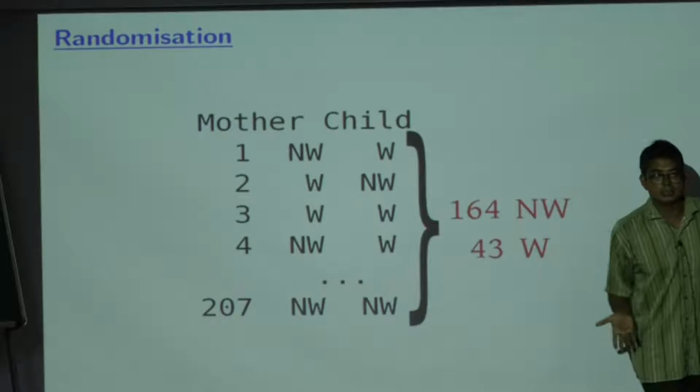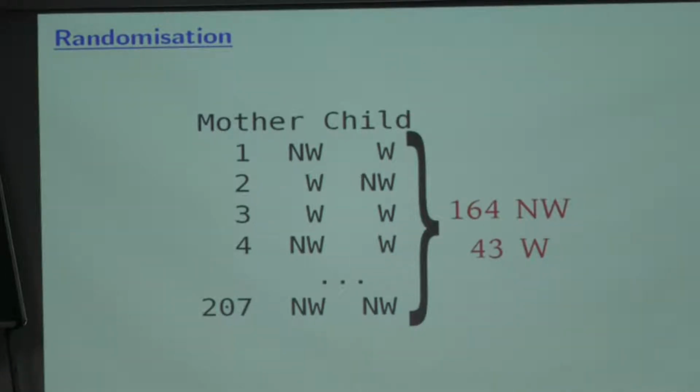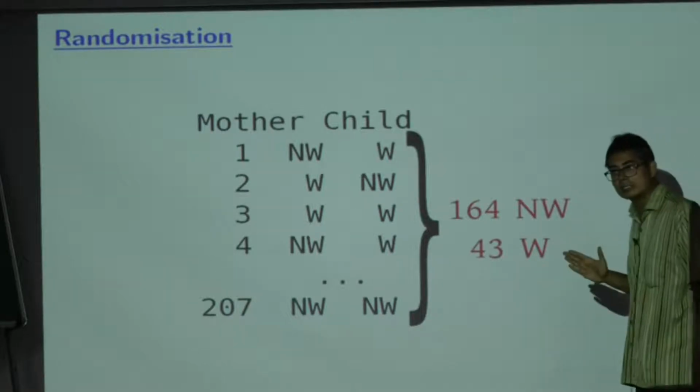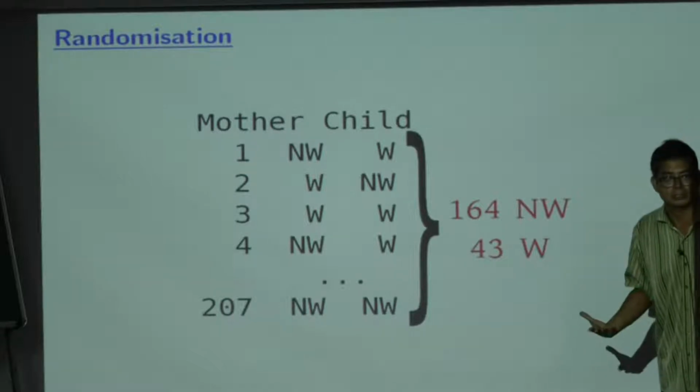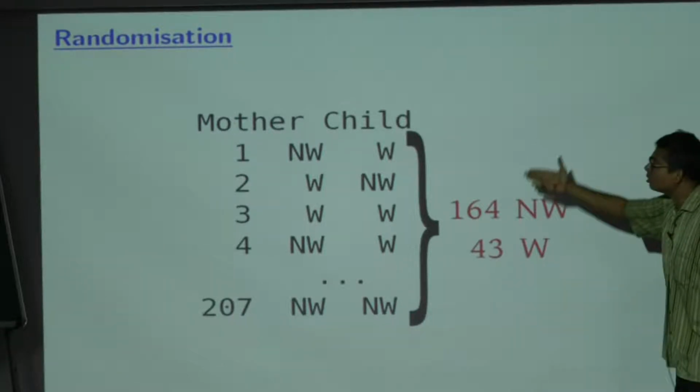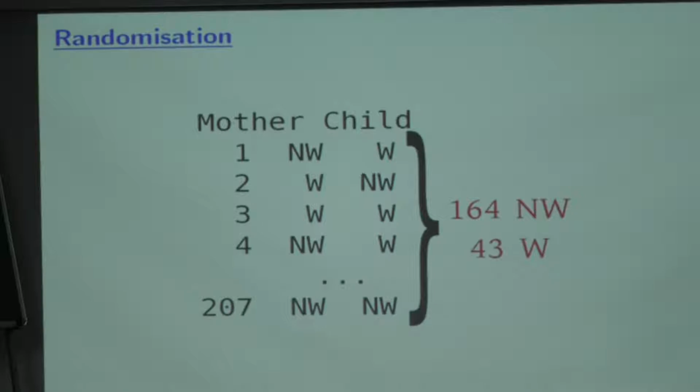Since I have done it artificially with all permutations equally likely, I know that I have created a data set where there is no association. I have guaranteed that. And based on this, I will compute a chi-square value.